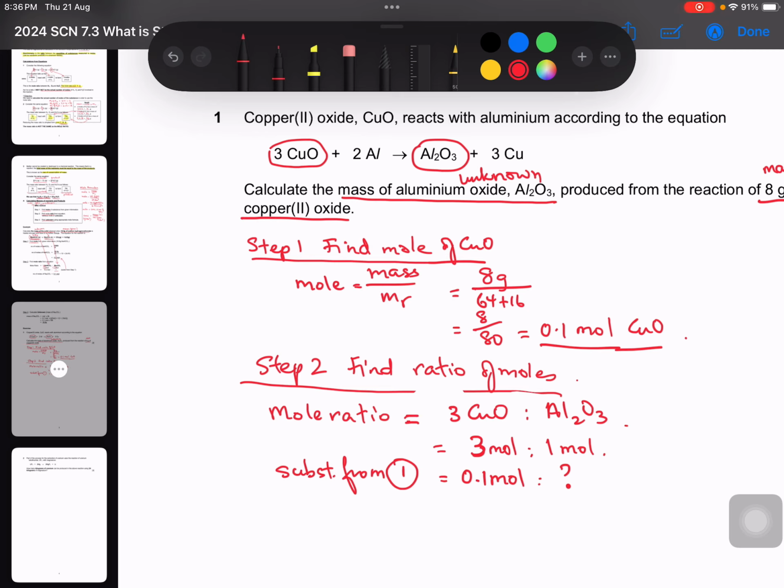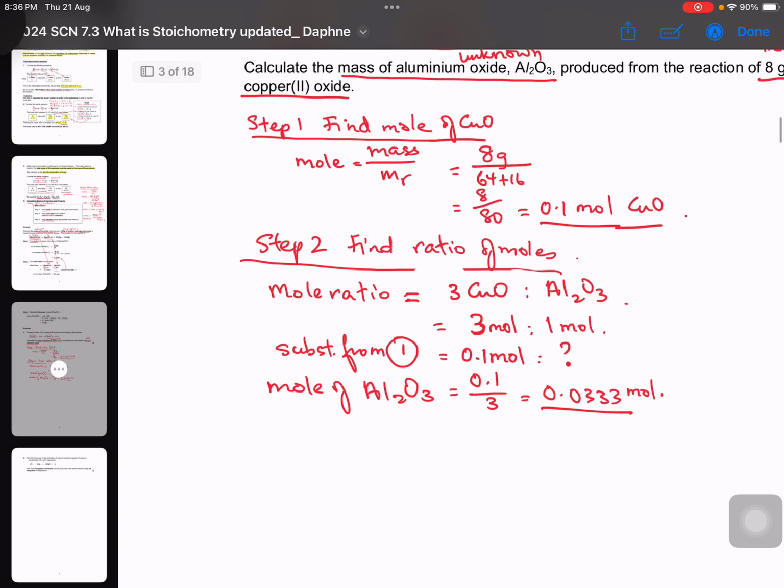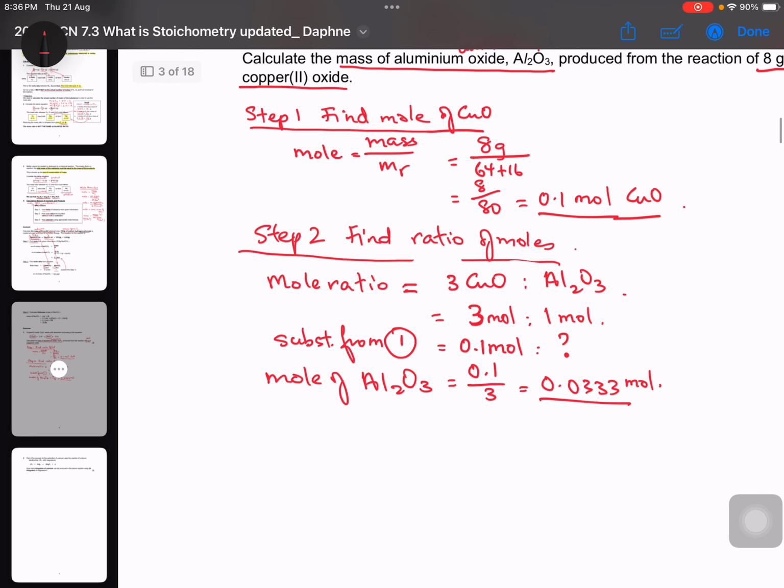So mole of Al2O3 equals 0.1 divided by 3, which is 0.0333. This is mole. So the second step is done. Now step 3, find the unknown. So we are solving already.